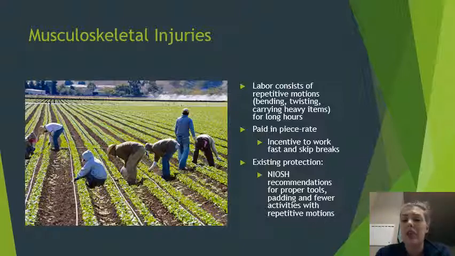They're bending, twisting, or even carrying a lot of heavy items. At some farms, they're also paid by piece rate, and this gives workers an incentive to work very fast and skip their breaks. Because of this, it puts them at an even higher risk of musculoskeletal injuries because they're doing repetitive motions at fast rates for long periods of time.